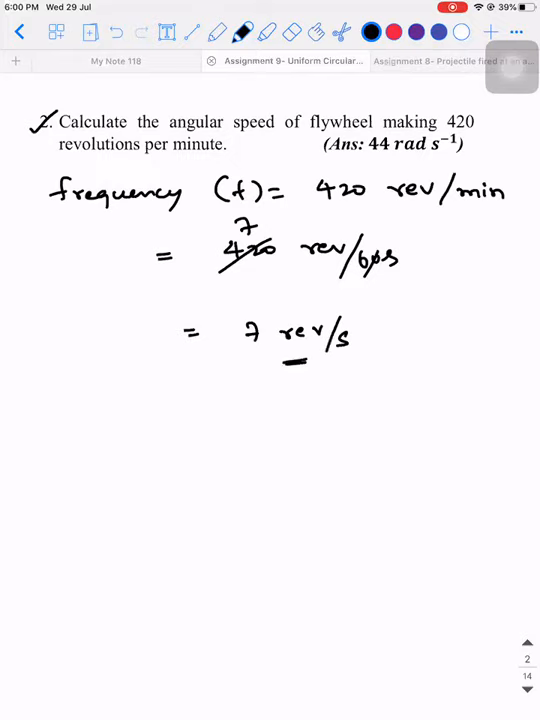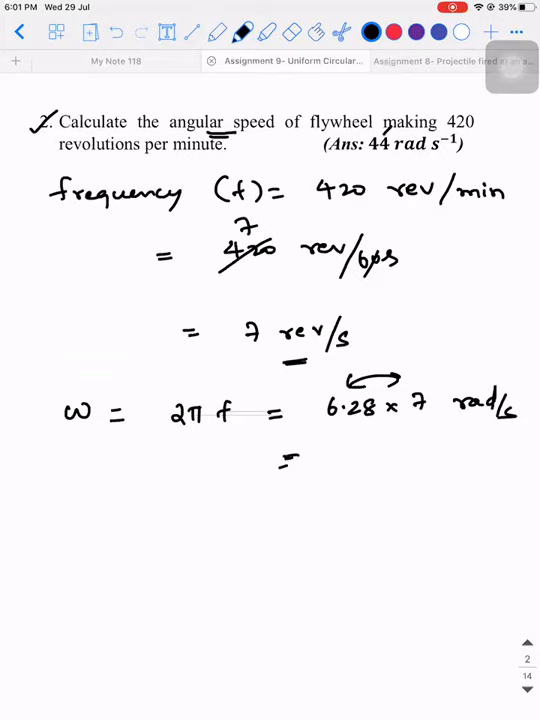Is there any doubt in this? Now they are asking what is the angular speed? Angular speed is equal to 2 pi into F. So 2 pi into F is 6.28 into 7 radians per second. If you multiply 6.28 and 7, you will get somewhere around 44. So it is approximately 44 radians per second. This is an easy problem, right? Just one step, you will get the answer. This is clear, guys?